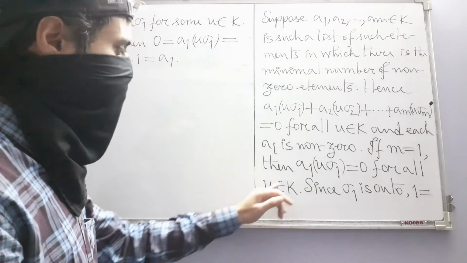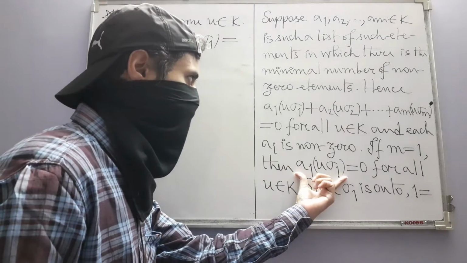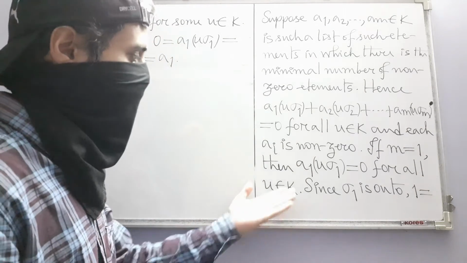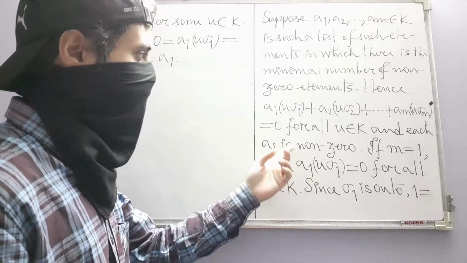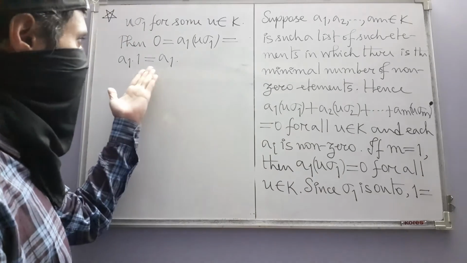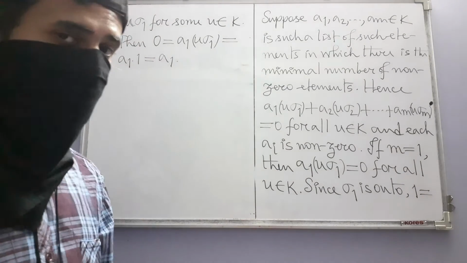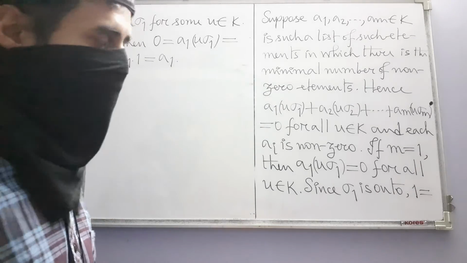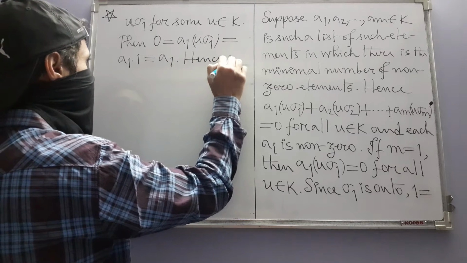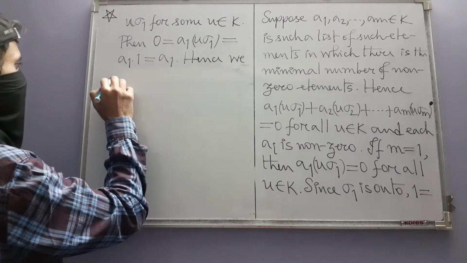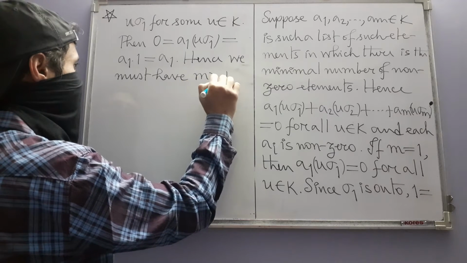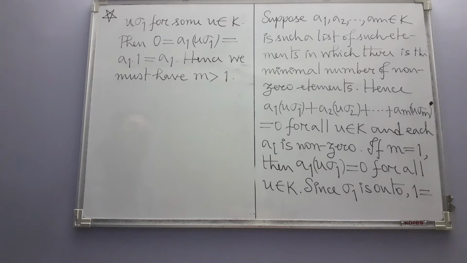But is it possible? In this relation, there must be at least one non-zero AI. In fact, in this case, the only AI is A1. And because all of them are non-zero, due to minimality, A1 is non-zero. Here, however, we are getting A1 to be 0, but that is a contradiction. Hence, we cannot have m equal to 1. That is, we must have m greater than 1 because m is a positive integer.